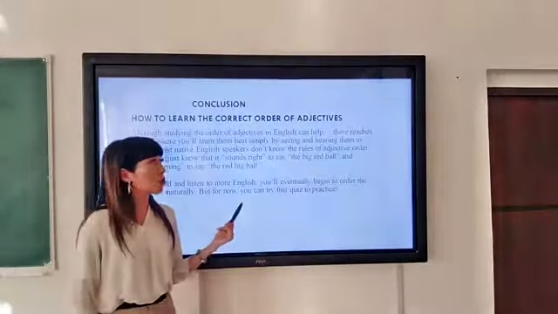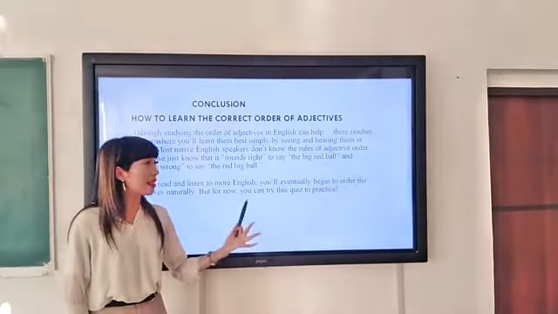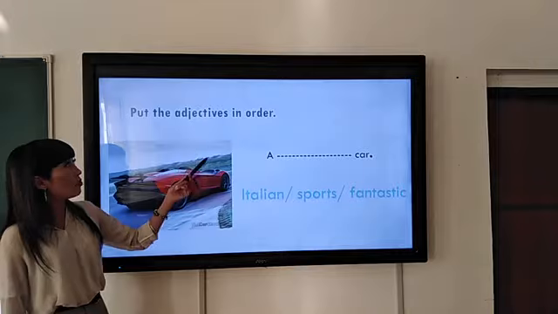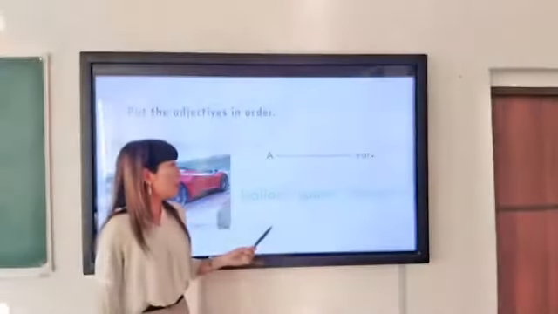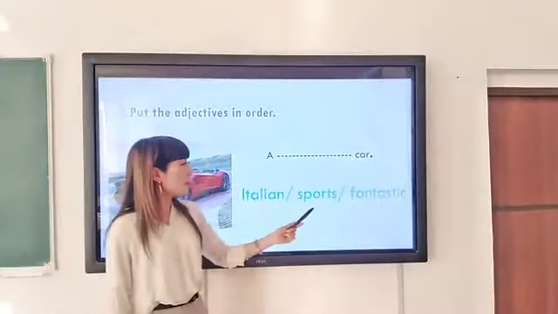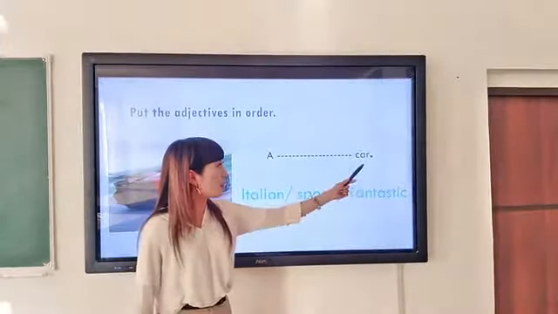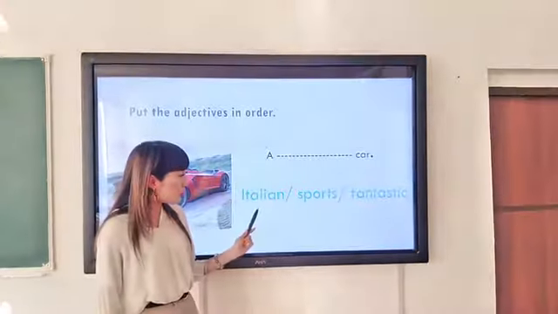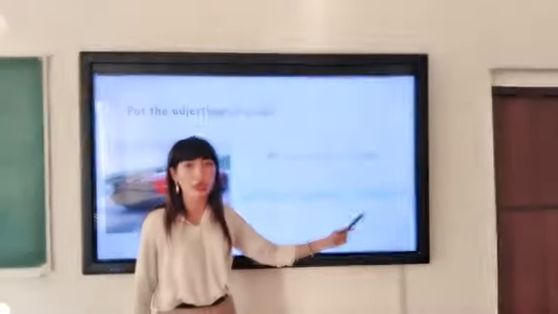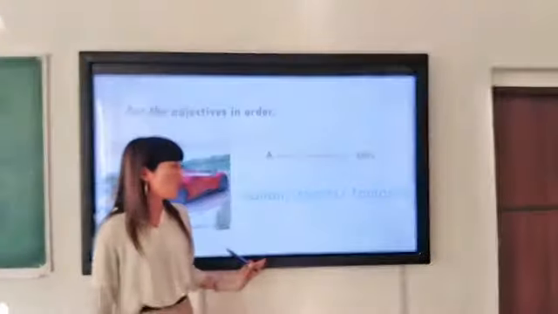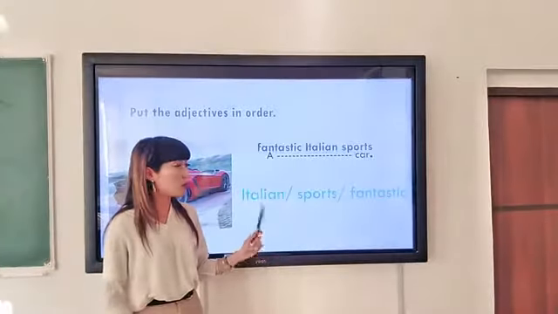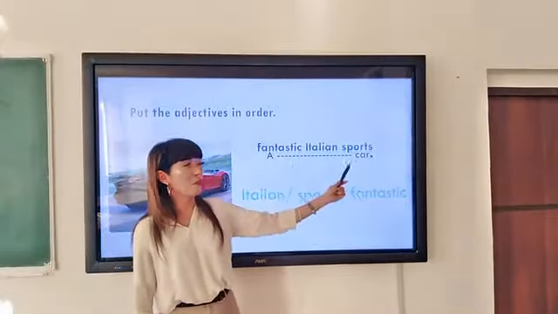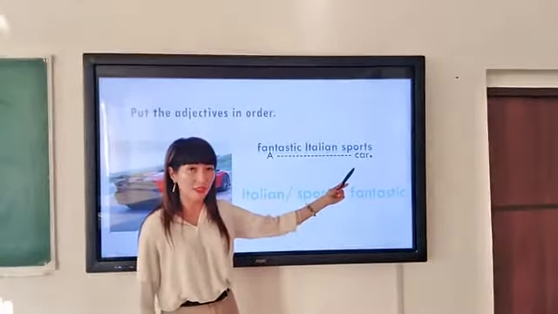I have prepared also some quizzes for you. Let's do that. So, put the adjectives in order. For example, Italian, sports, fantastic. This sentence is about a car. What do you think? Which adjective comes first? So, I hope you have found the answer. So, fantastic, Italian, sports car is the correct answer.